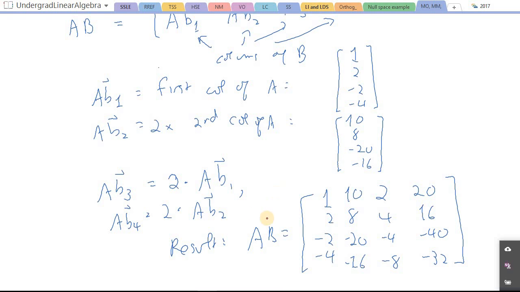Just center it, circle it to make sure that we know what we're looking at. Okay.